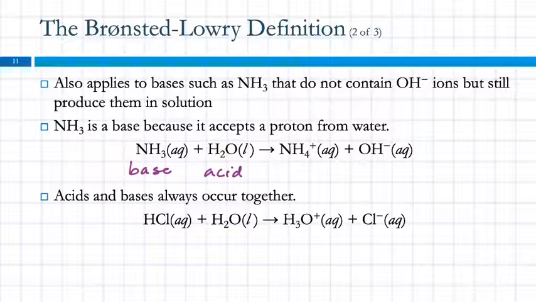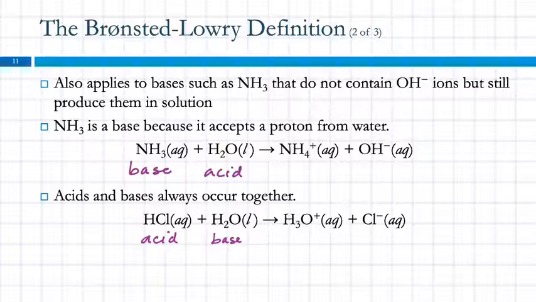So we count water as an acid because it's donating the proton? Yep. And water can also act as a base. So if we look at what HCl does in water, HCl is the acid donating the proton, or the hydrogen ion, and here water is acting as the base accepting the proton. So H2O becomes H3O plus, and HCl becomes Cl minus.